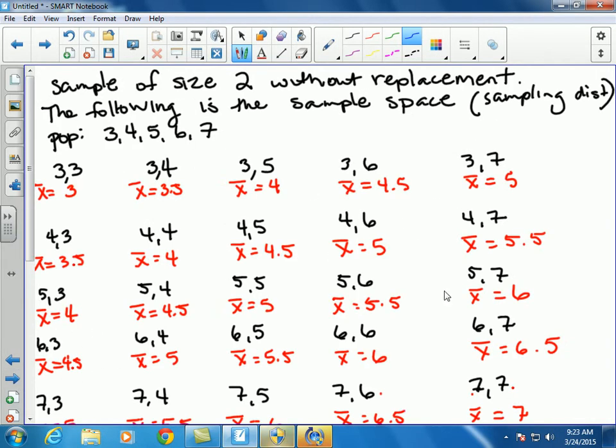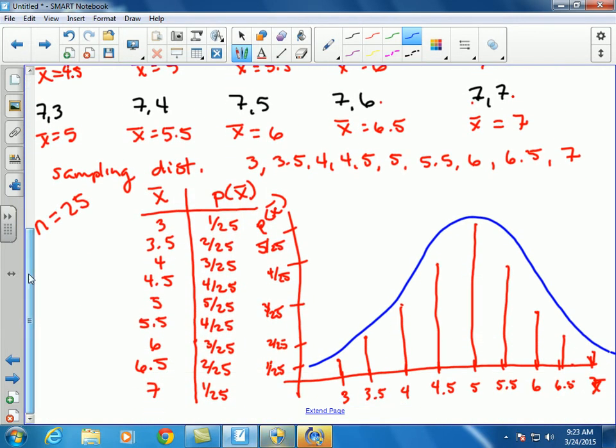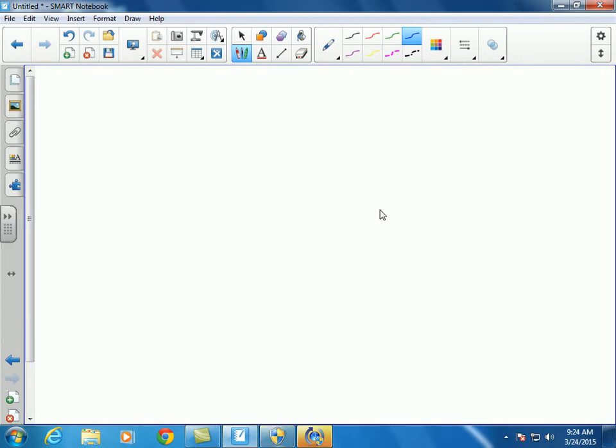Once we took its sampling distribution of size 2, we got all of these means out, and when we graph those means, it looks normally distributed. So that's one thing that the central limit theorem says. Okay, it also says some other things. So that's what I want to do now, okay?